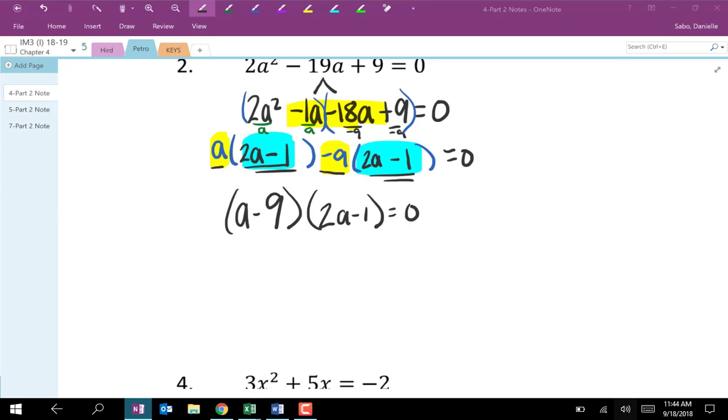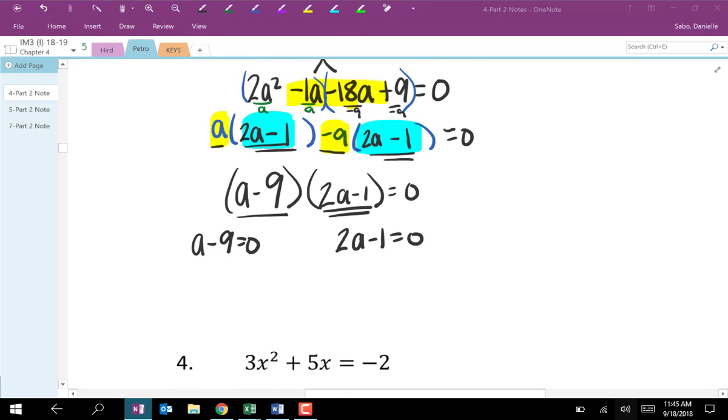Now we have to separate them. They have to both equal 0. So this has to be equal to 0: a minus 9 equals 0. And 2a minus 1 equals 0. Solve for both of them, please. I think you all will be able to solve with a two-step or a one-step. You should be able to solve for a for both. They're two separate problems. Solve both and see what you get. Maybe check with each other and see if you're getting it right.